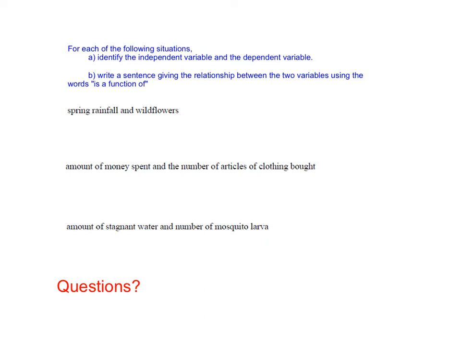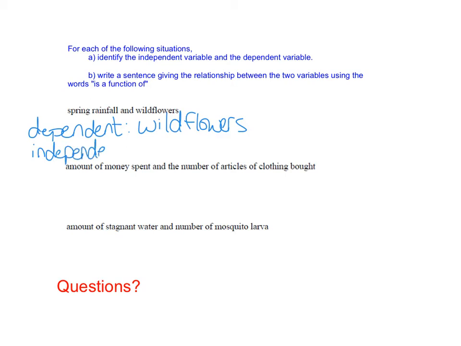Well, think about rain and think about wildflowers. Which one's just going to happen and which one needs the other in order to happen? What do you think? Did you think that the dependent variable is going to be wildflowers and the independent variable is going to be the spring rainfall?